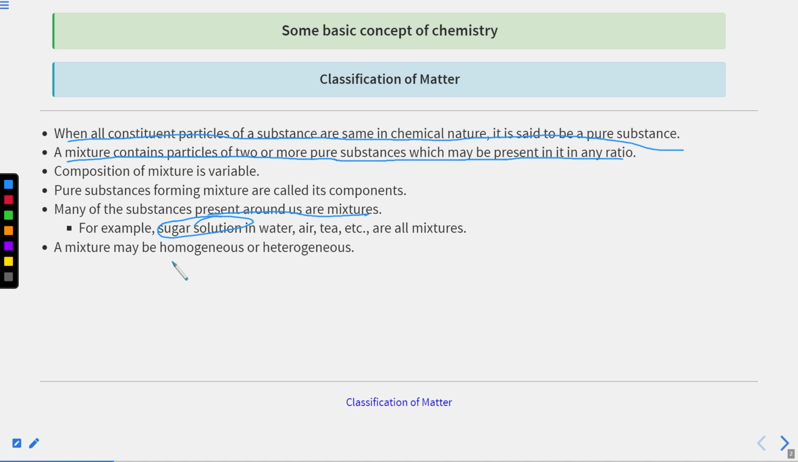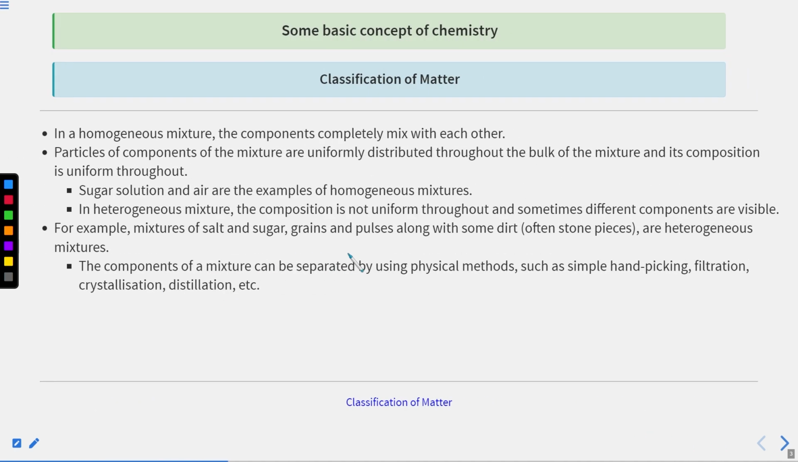Now, a mixture can be homogeneous or heterogeneous. What is the difference between homogeneous and heterogeneous? In a homogeneous mixture, the composition of the solution is the same throughout. A very common example would be sugar solution. If you dissolve it properly, at the point of complete dissolution, you will find that the taste remains the same. If you take different sips of that sugar solution, you will experience approximately the same amount of sweetness.